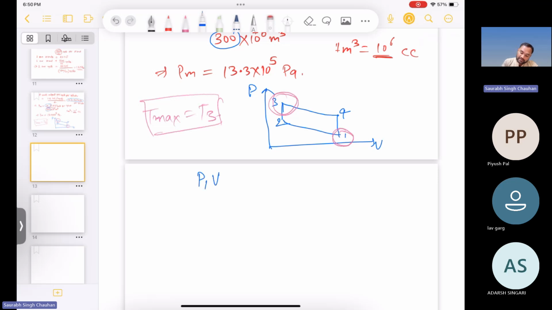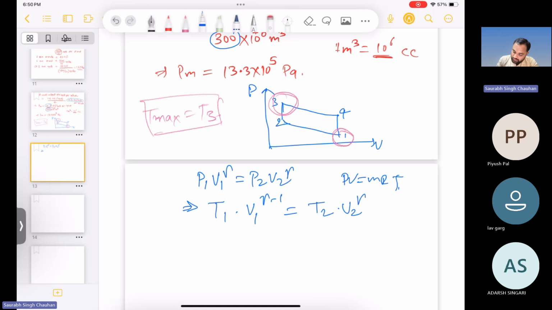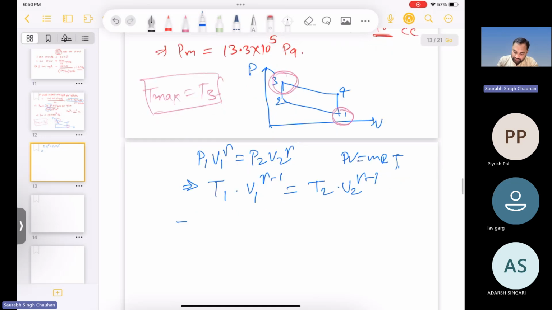So you can use P1 V1 to the power gamma is equal to P2 V2 to the power gamma, or in terms of temperature, you can use the ideal gas equation PV is equal to nRT. So you can write T1 V1 to the power gamma minus 1 is equal to T2 V2 to the power gamma minus 1. So T2 will be equal to T1 times V1 by V2 to the power gamma minus 1, right?